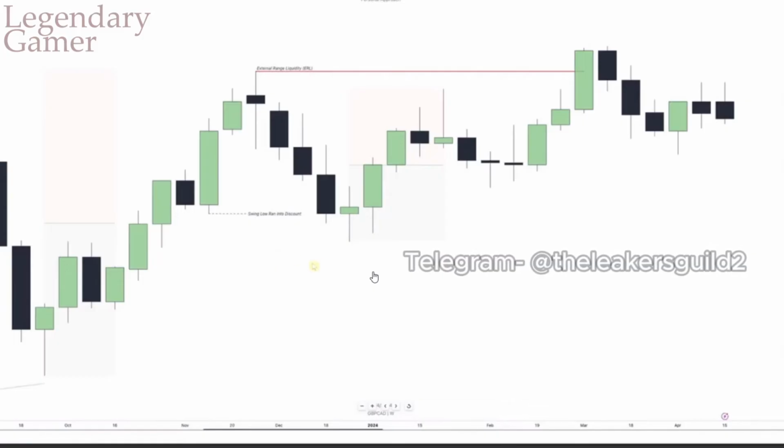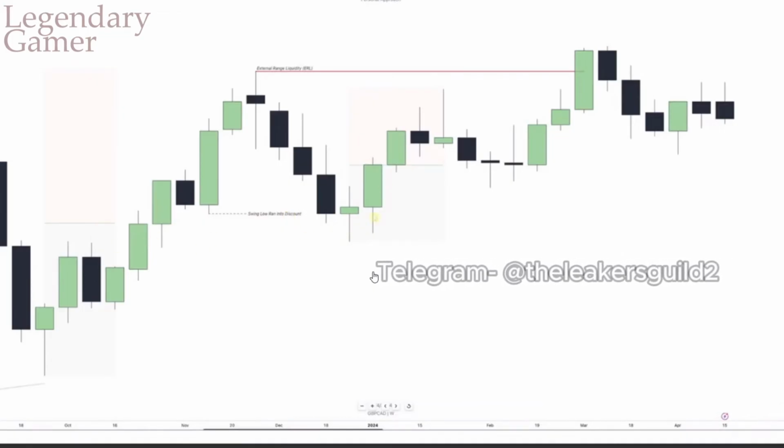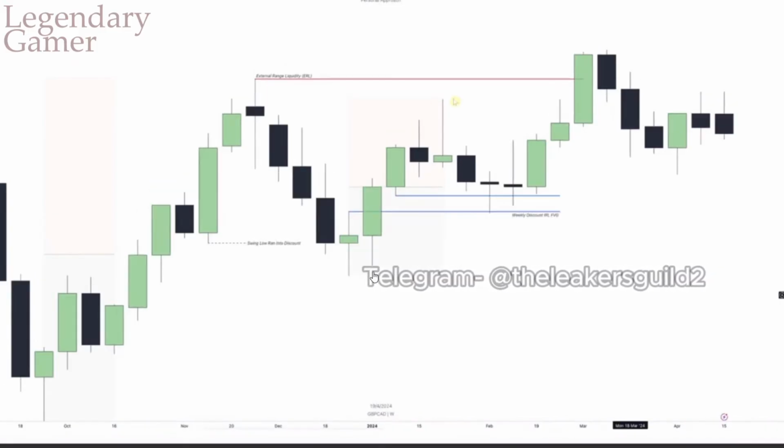So we've got that weekly chart on GBPCAD again, right? Remember, swing low, ran into discount, important. We want to be hitting discount before we move up. Discount and premium levels. What are we going to be focusing on afterwards? That internal range liquidity pool, right?